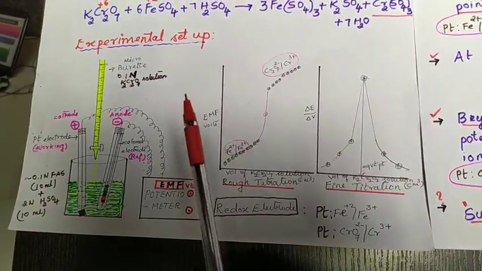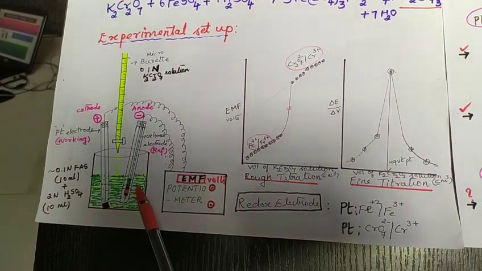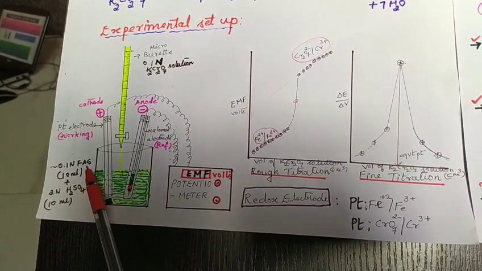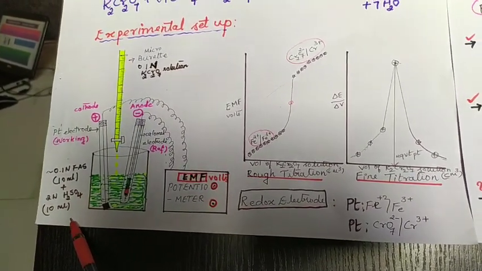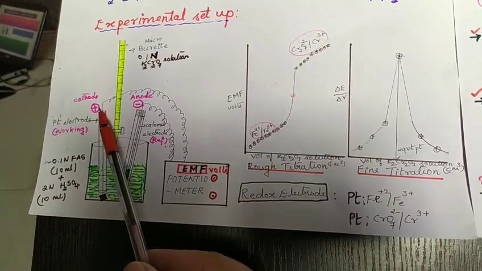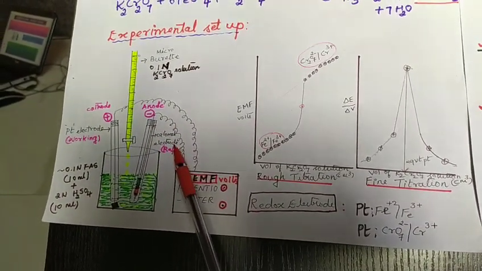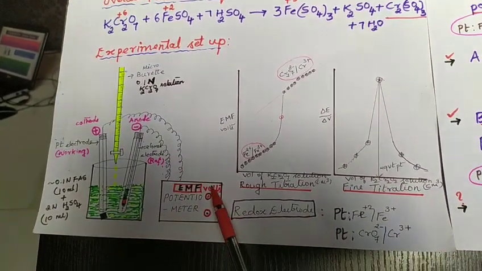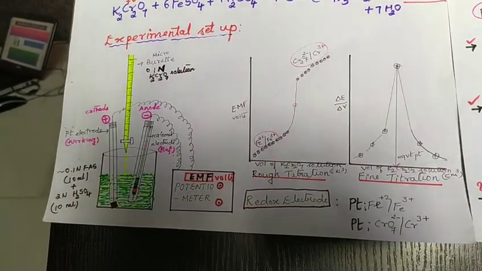In the microburette, we have to take exactly 0.1 molar potassium dichromate solution, and in a 100 ml beaker, we have to take approximately 0.1 normal ferrous ammonium sulfate solution, that is 10 ml, plus 2 normal H2SO4, 10 ml. Dip the platinum electrode, which is the working electrode and acts as cathode, and the calomel electrode acts as anode, and the calomel electrode will be the reference electrode. Connect both the electrodes to the potentiometer, where we measure the EMF in terms of volts or millivolts.